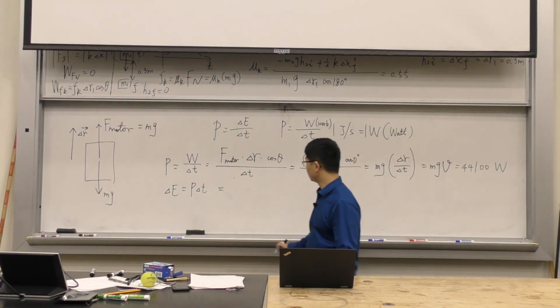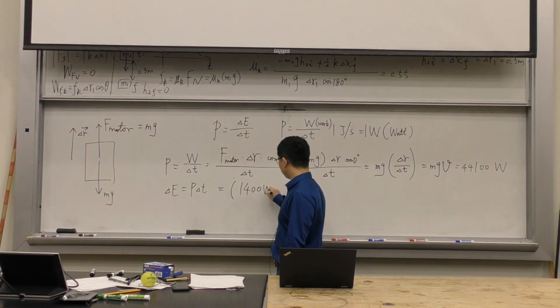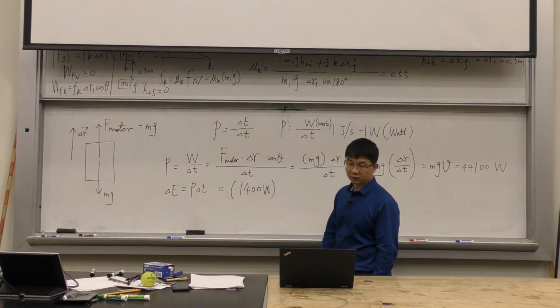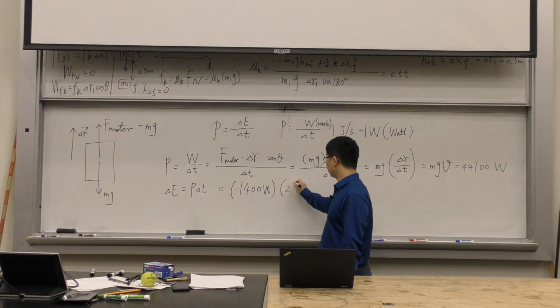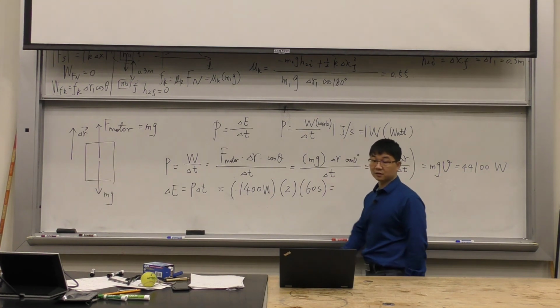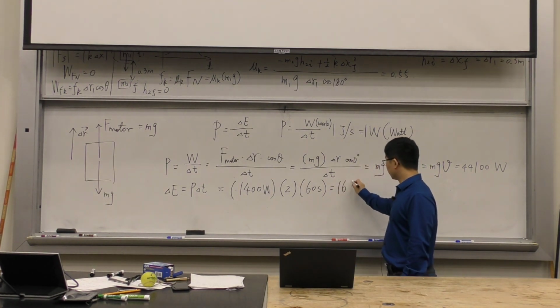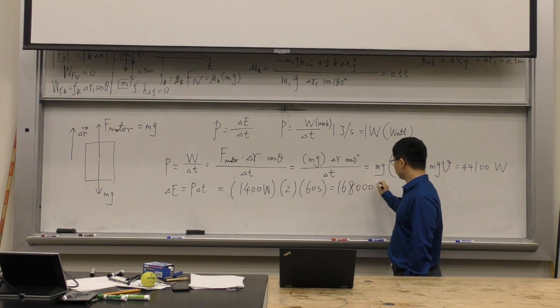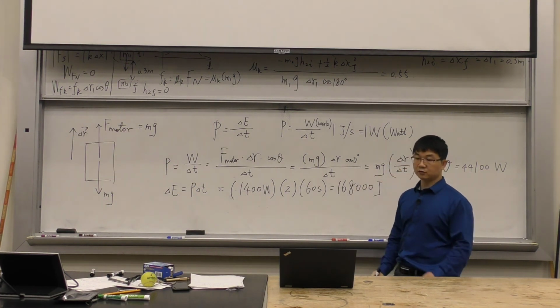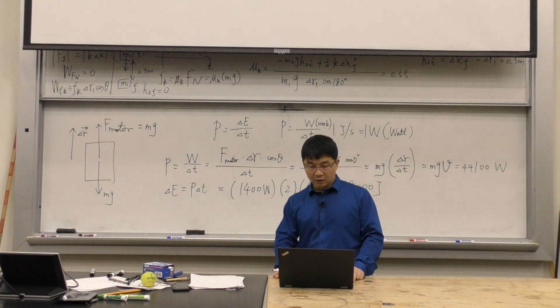So what is your number? First of all, you're going to convert the power to watts. That's the 1400, right? Time converted to seconds, the second is the SI unit. What is the number you got? 168,000 joules.